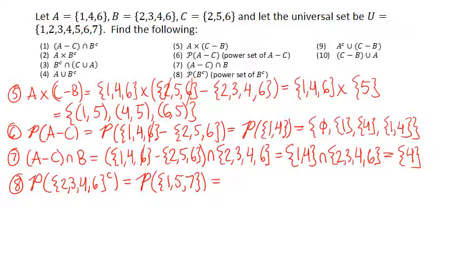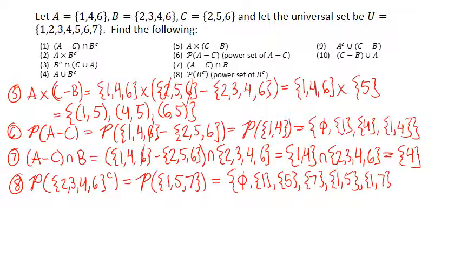Now I'm doing the power set of {1, 5, 7}, so that is the set of all subsets. The smallest subset would be the empty set, and the next smallest would be each element by itself. Then the next smallest would be two elements at a time. So we could have {1, 5}, or {1, 7}, or {5, 7}. And finally, the largest subset we could have would be the entire original set, which is {1, 5, 7}. And that's it.